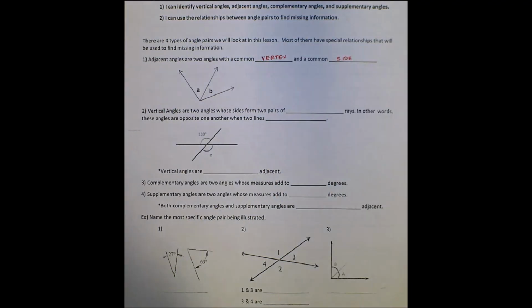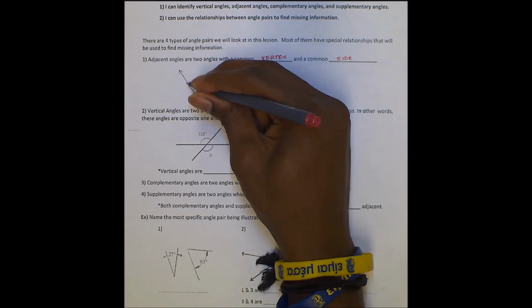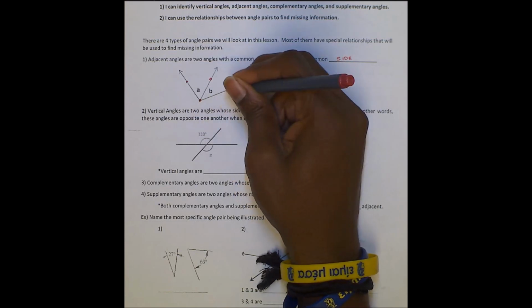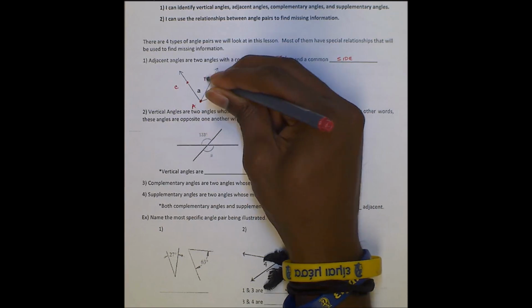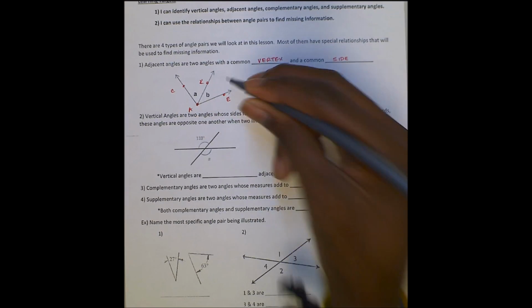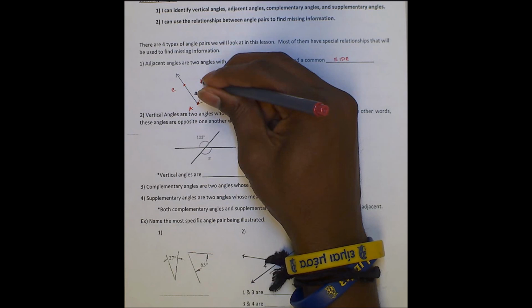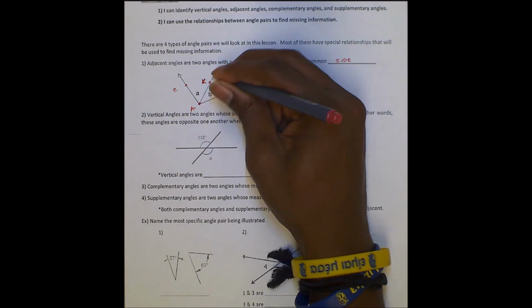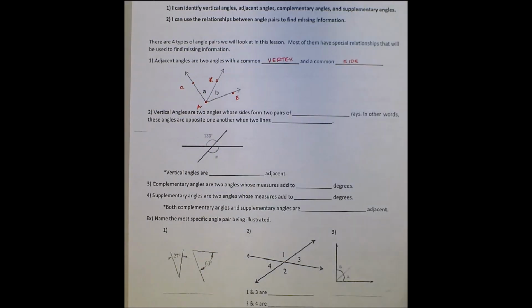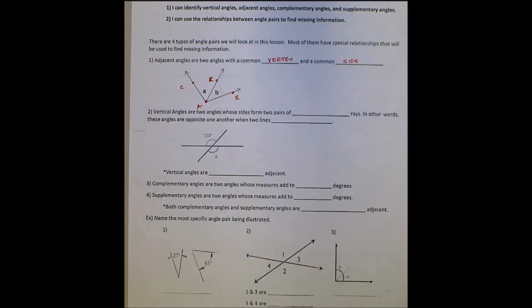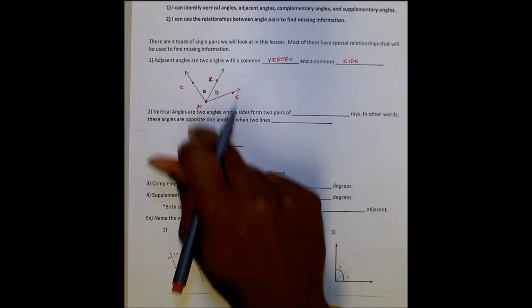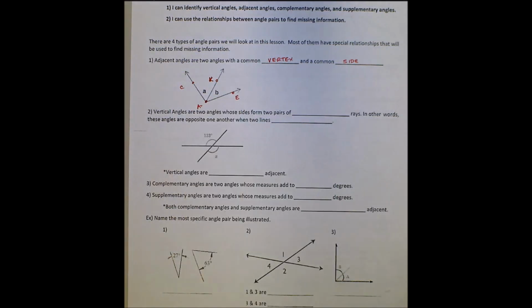Okay, so notice here, I'm just going to label some points so that we have them. Alright, so notice that we have the common vertex, that A is the vertex of both angle A and angle B. And they both have this ray, AK. Okay, so that's why they are adjacent angles. They share a vertex, they share a side, that AK.